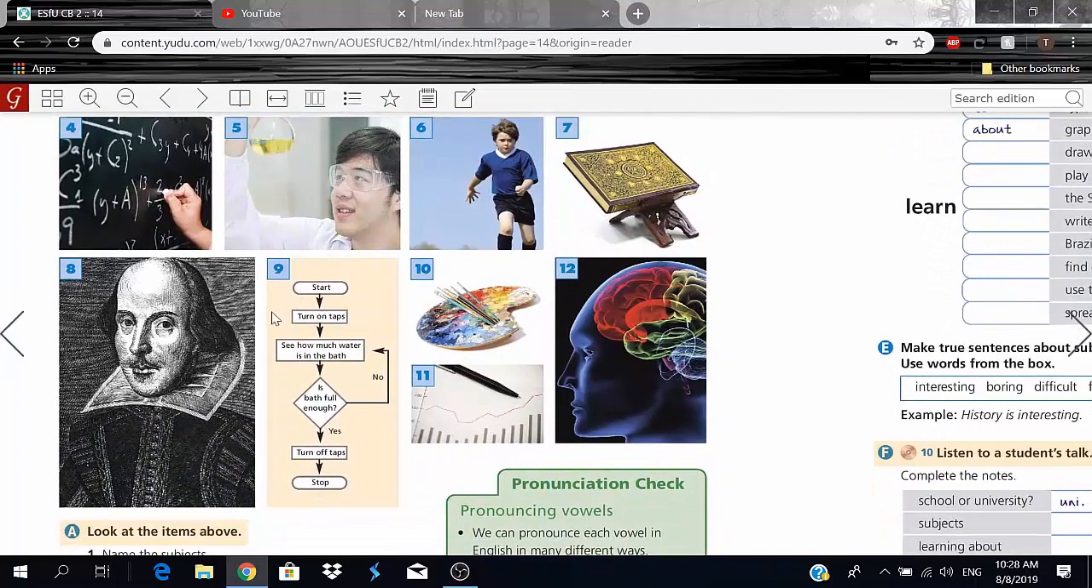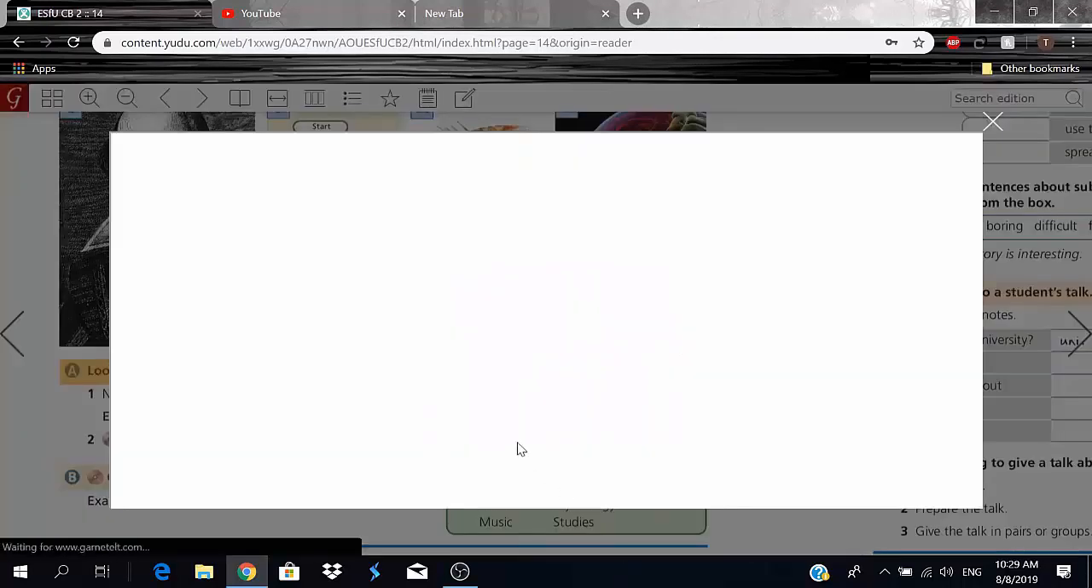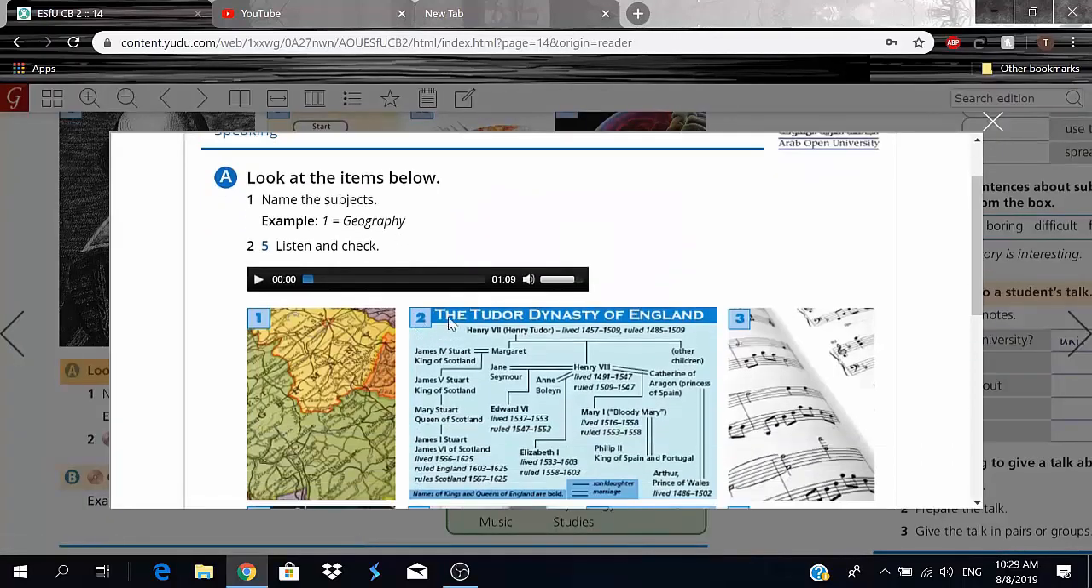Number 9, we have IT, obviously the flow chart. You guys remember, we talked about this in the previous lesson. Number 10 is art. Number 11 is business studies. And finally, number 12 is psychology, dealing with different parts of the brain and how to manipulate emotions and such. That is psychology, you guys. Okay? Now, let's check our answers here. Let this audio open. Alright, let's check it out.